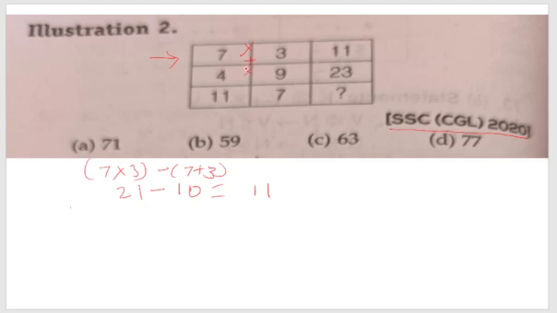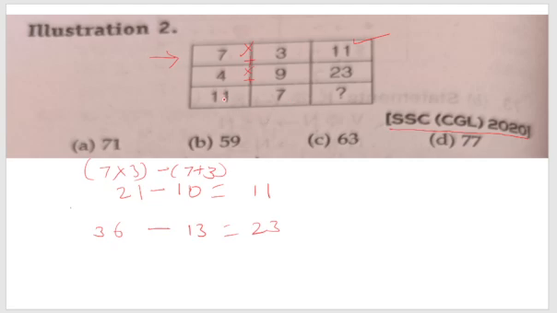Same logic we apply here. 4 9s are 36 and 9 plus 4 is 13. So 36 minus 13 is 23. It means this logic is applied. First we multiply the first two numbers and add the first two numbers, and we have to take the difference between them. So this is the third column answer.